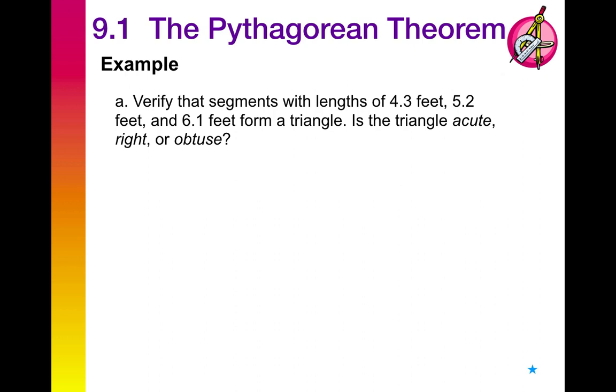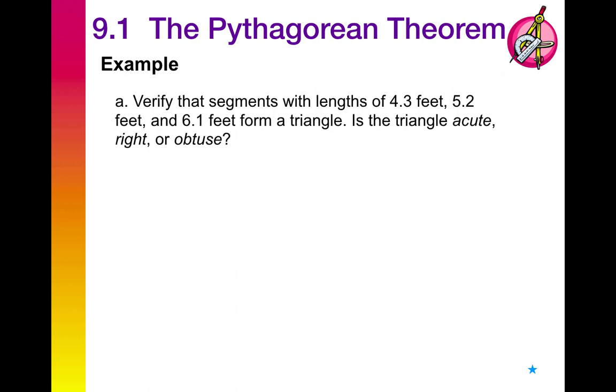Here we have some segments. Let's first verify that we can make a triangle out of it. If you look, 6.1 is the longest side, and you can see easily that when you add these together, they're greater than 6.1, so we can form a triangle. But is it going to be acute, right, or obtuse?